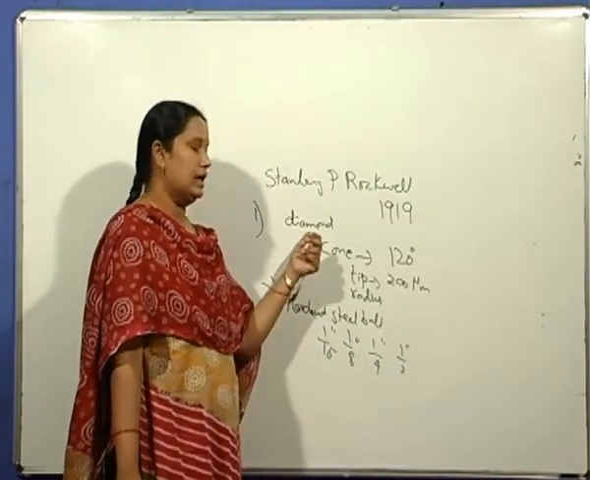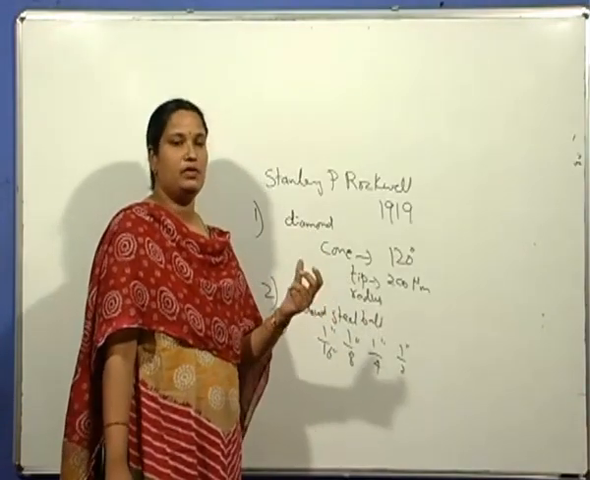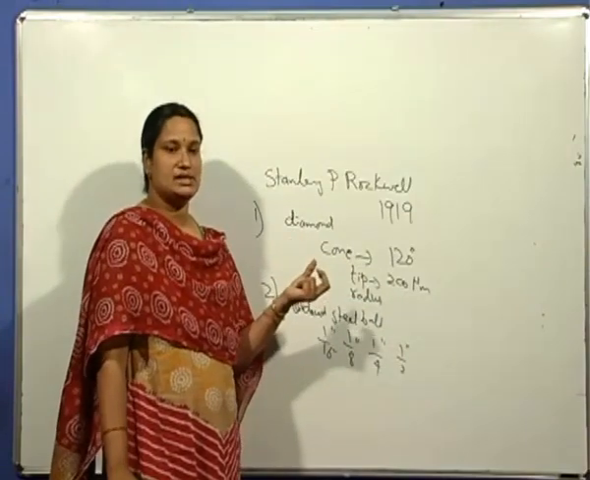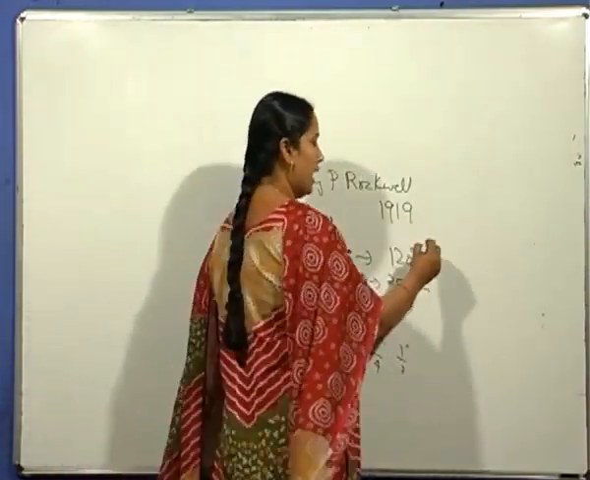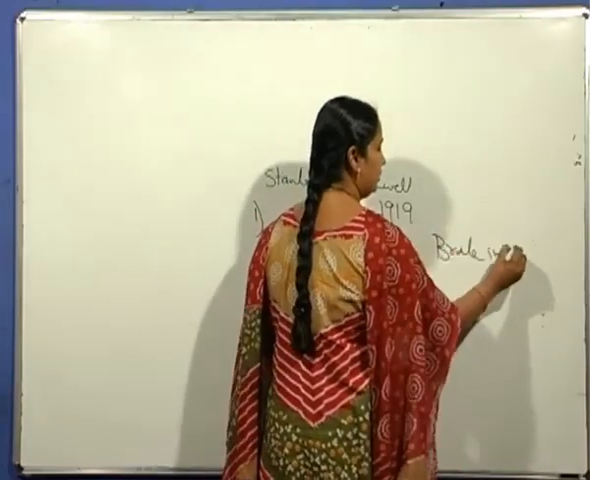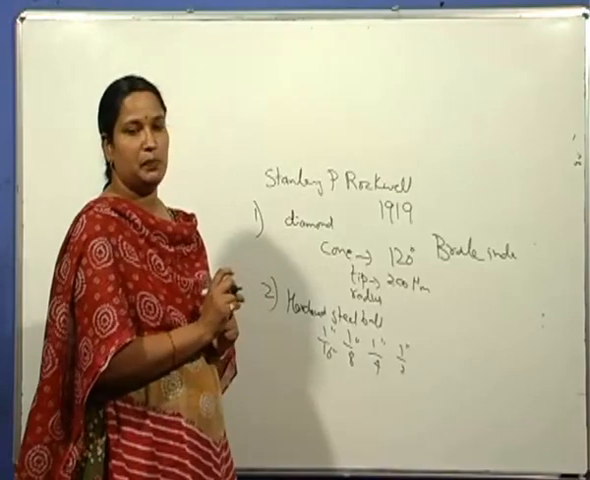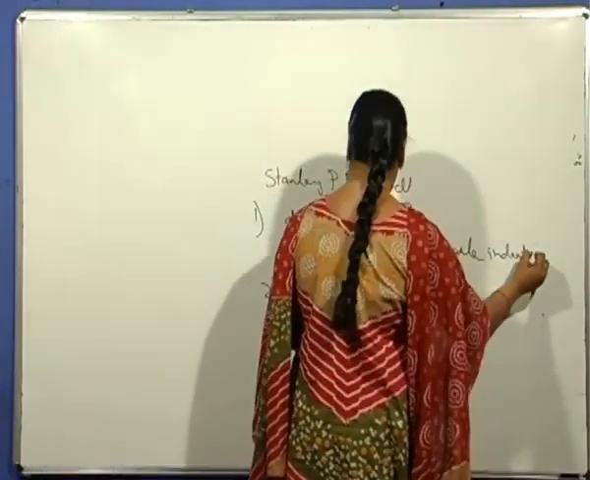So one is a diamond indenter which is in the form of a spheroconical shape with an included angle of about 120 degrees and the tip radius is about 200 micrometers. So this indenter is also known as Brale indenter. This diamond conical indenter with a tip radius of about 200 micrometers is also known as Brale indenter.